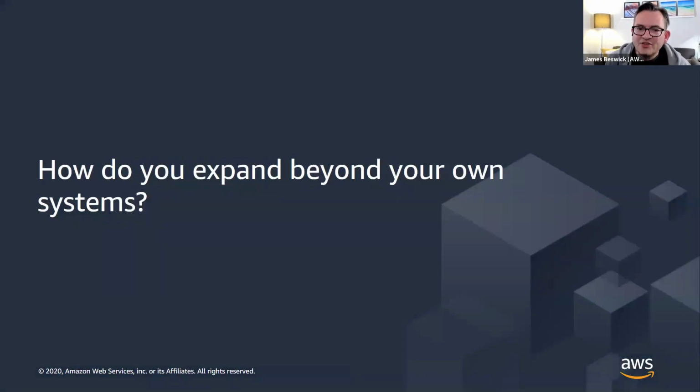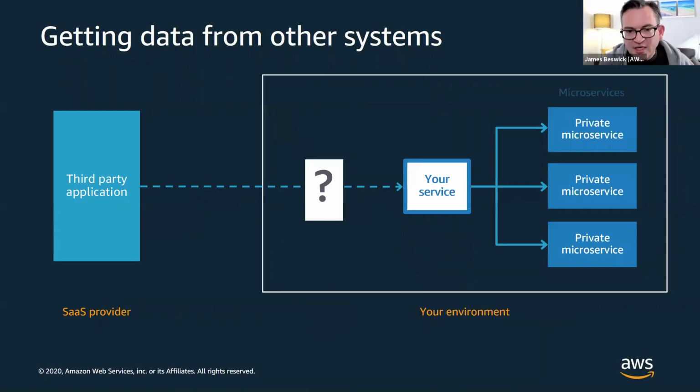So as applications expand to include other systems that are beyond your immediate control, you need to pass information to and from those services, but it can be kind of difficult because you don't own the code for those systems. So it's hard to get that information. So what can you do? You've got a third-party application or a SaaS provider on the left and all of your systems on the right. Well, there's a few different options.